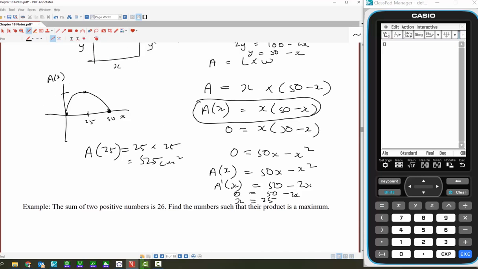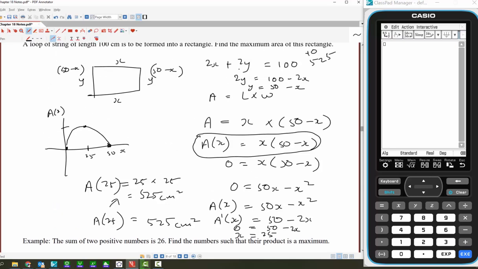Now we know that, okay? So I'm not denying that calculus is doing something that we already know, but it's just nice to see that calculus knows where the 0 gradient point is. Right, and then what we would do is A of 25, same deal here. Once we find out that that's where the stationary point occurs, pop it in there and we get 525 centimeters squared. So we can do this via calculus, or we can not do it via calculus.